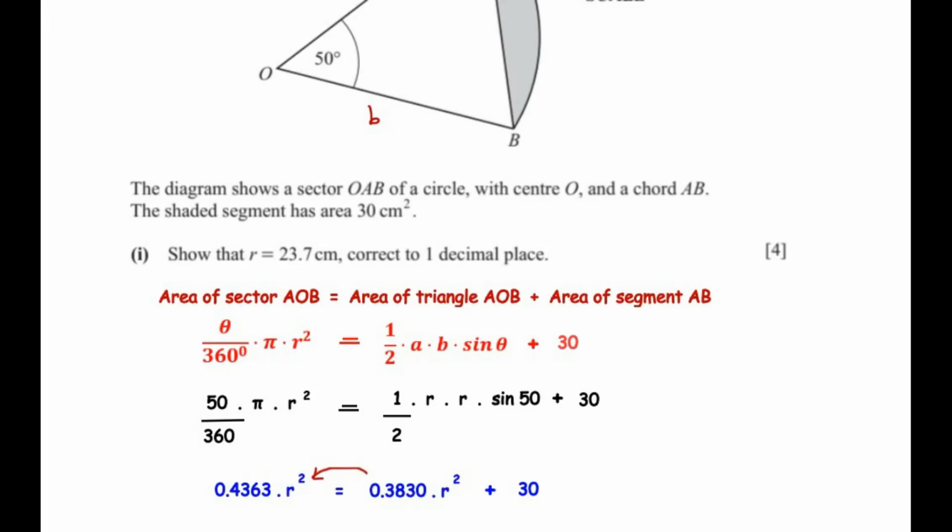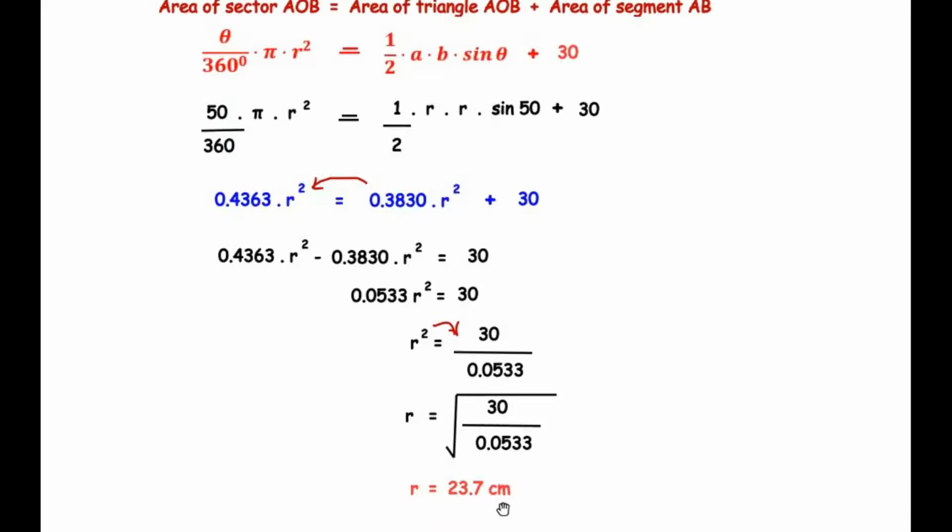Now sending the square on the other side of the equal sign, we get r is equal to the square root of 30 over 0.0533. Now let us see what value this gives us. So this is going to give us the value as 23.724. Now in the question we had to round it to 1 decimal place, giving us 23.7. So here we are going to write the value of r as 23.7. So this is the value of r in this given question. So we have shown that the value of r is 23.7 centimeter. Now let us move on to the next sub question.